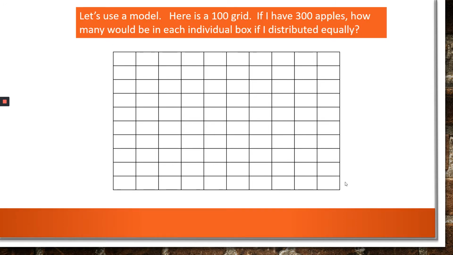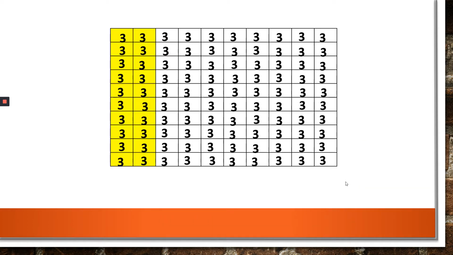So now let's apply it. We have a 100 grid here, and I have 300 apples. Just imagine that. And we want to distribute them equally into each of the individual boxes. What would I do? I have 300 as a whole. 300 divided into 100 boxes will be, you got it, 3. Well, what if I go ahead and put all 3 in there for you?